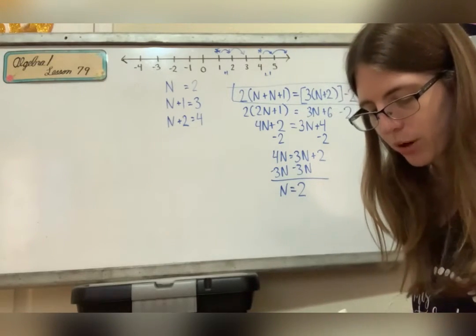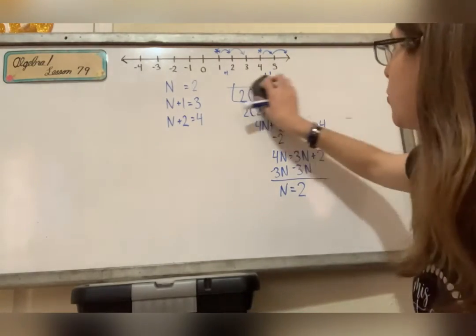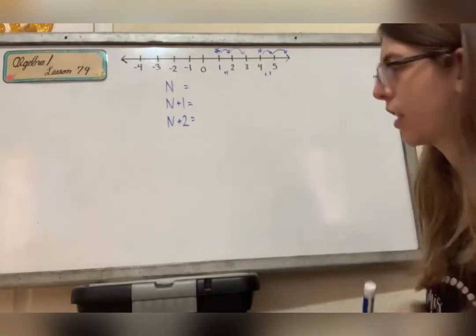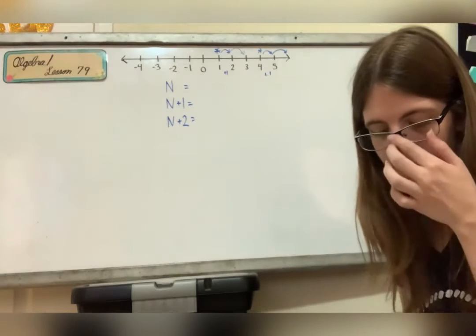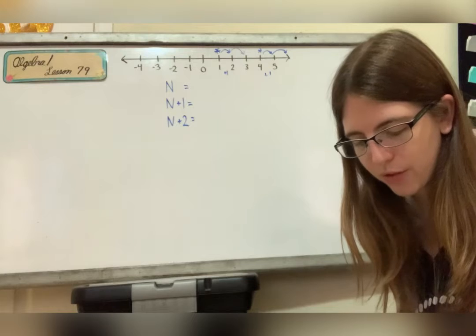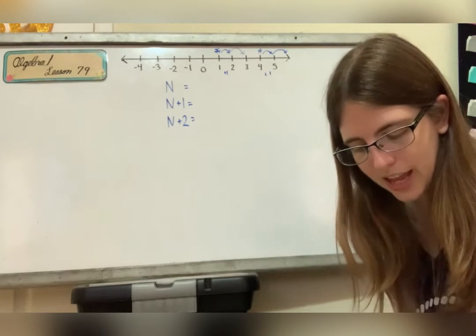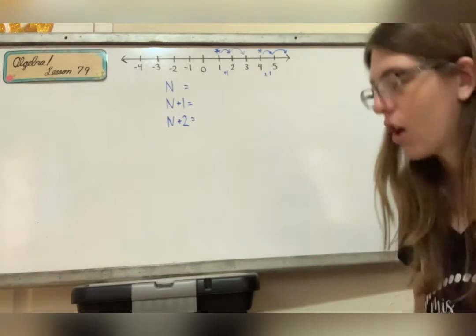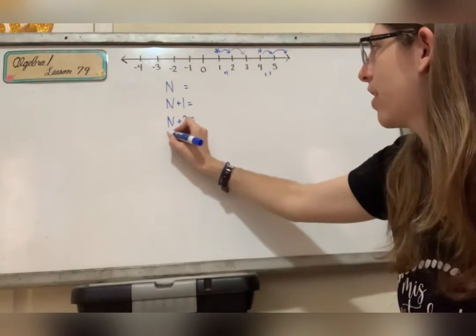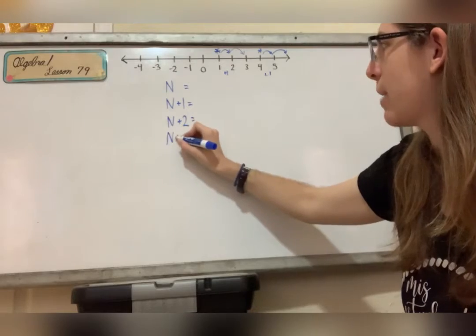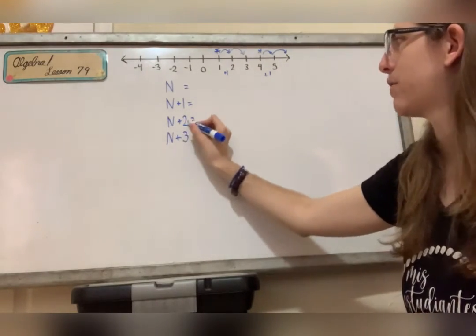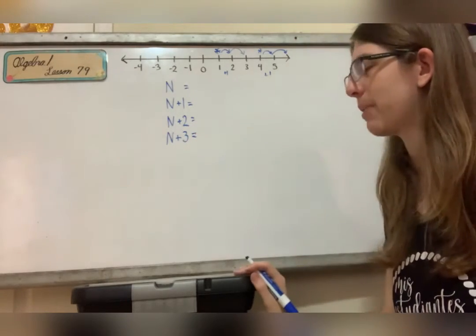Okay, let's do one more example before we go to your practice. Find 4 consecutive integers such that 6 times the sum of the first and fourth is 26 less than 10 times the third. Okay, so we want 4 consecutive integers. So we have to add on another. So this would be n plus what? N plus 3. So we left off with n plus 2, so we just go down to n plus 3.